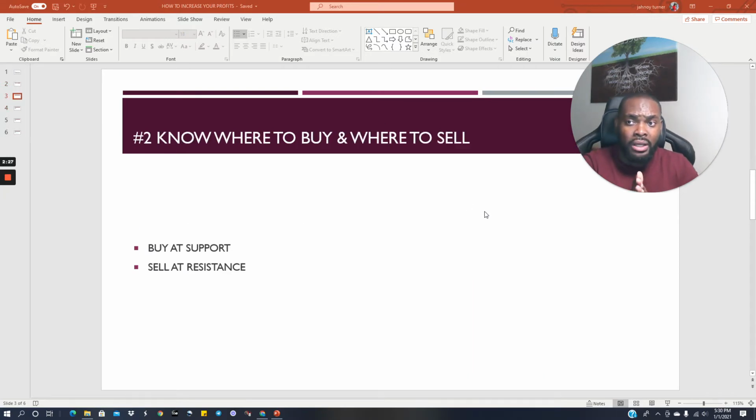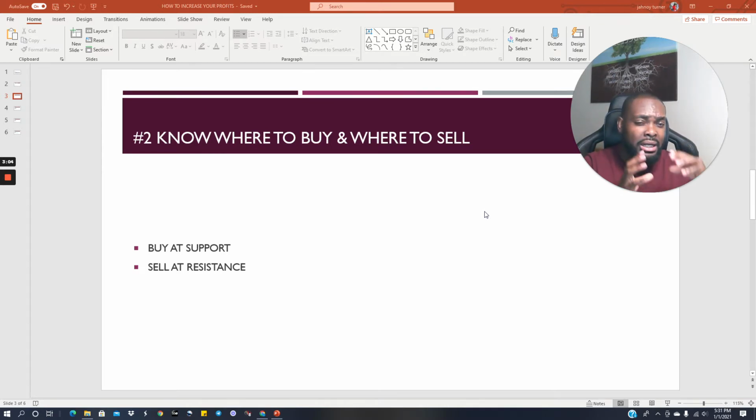Tip number 2, guys, know where to buy and where to sell. If you don't know how to read the charts, number 1, you're not going to be able to know where to buy and where to sell. So doing number 1 is going to help you when it comes to tip number 2, because after learning how to read the charts, after knowing what the projection is in a specific pattern, where the price action is looking to go next, because you've studied the price action, at this point you will know where to buy and where to sell.